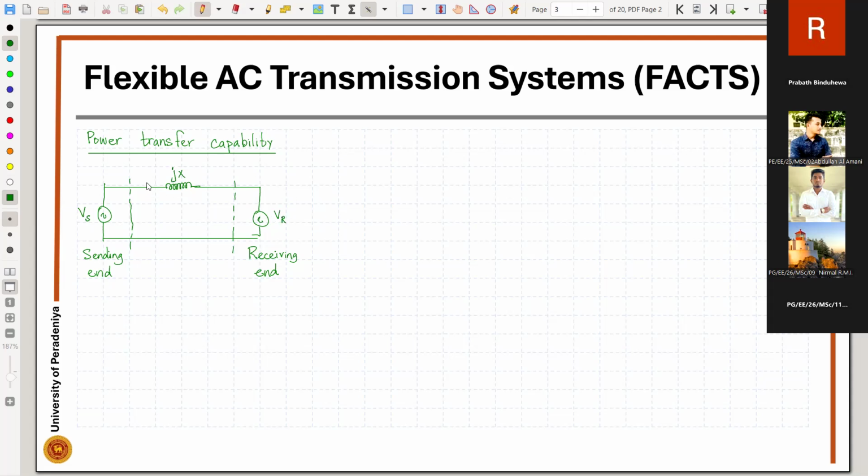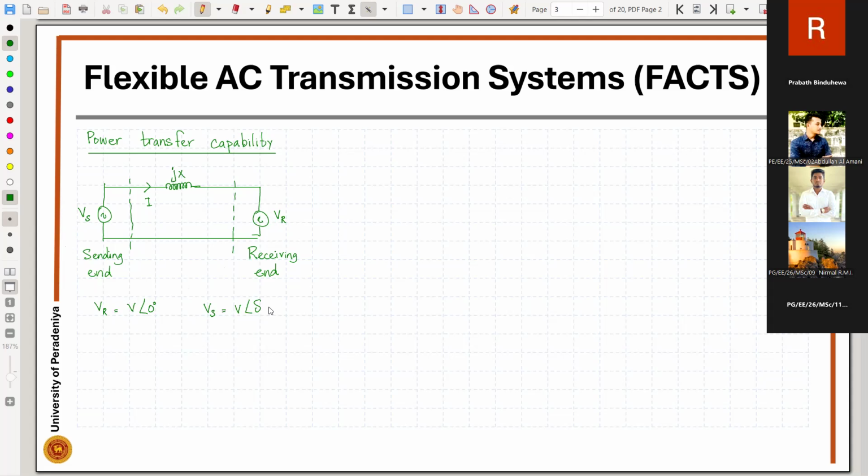And also we have the current flowing through the network, which I will take as I. So we will consider this simple network. And for simplicity, I will assume that the receiving end voltage is equal to V angle 0. And I will assume that the sending end voltage magnitude is the same as the receiving end voltage magnitude, and the angle is equal to delta.